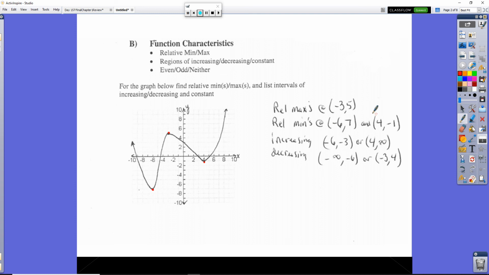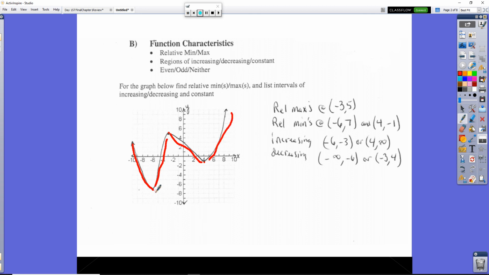You can have more than one relative min or max, and be careful. If it's not an integer value, you might have to use your calculator, but we weren't even given a formula for this. So it's at integer values too. This graph is decreasing from here to here, and also decreasing again from here to here. So it's based on x values from negative infinity to negative 6, and also again from negative 3 to positive 4. So that's decreasing.